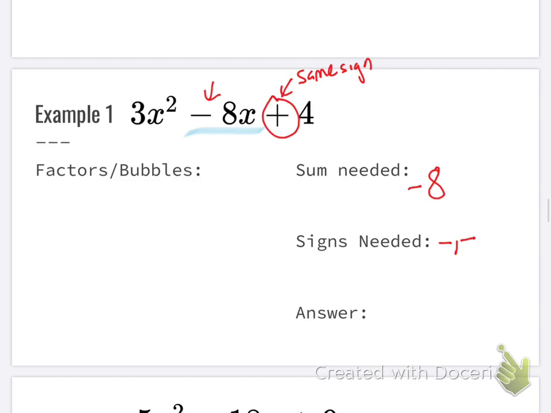Okay, so factors of 3. So 3 and 1. Or we have factors of 4. So factors of 4 are going to be 1 and 4. Or 2 and 2. Since this is going to be a little bit different, since this is going to be negative with these, we're going to make these signs on the second group both negative.